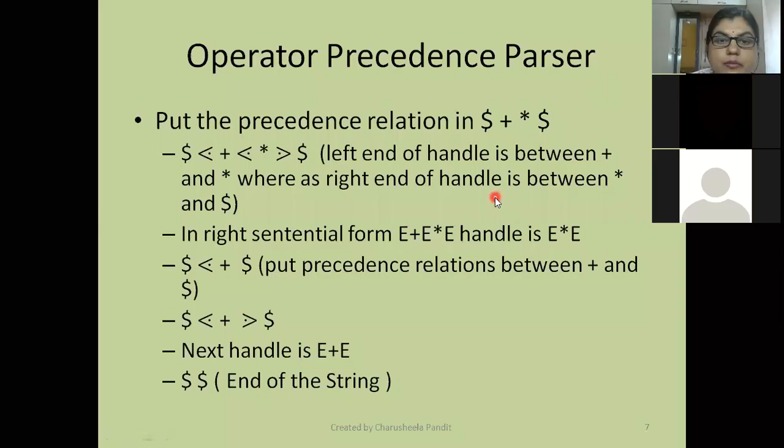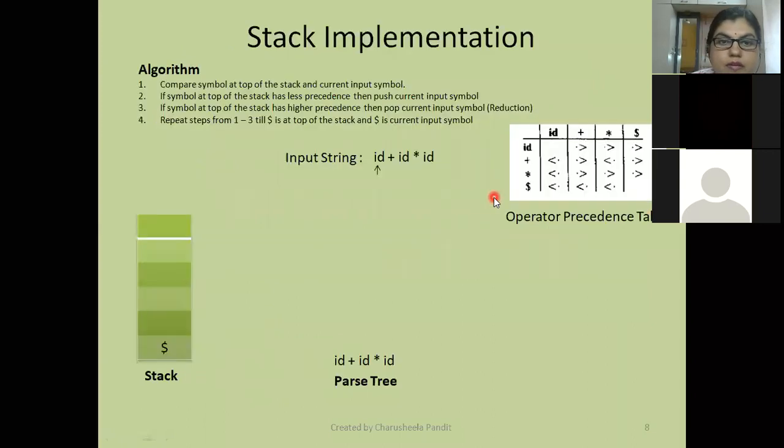We will see the stack implementation of the same. So this is our input string. This is our operator precedence table. Here we have a stack. At the bottom of the stack we have dollar to tell where we have to stop. And we will see how this stack and the operator precedence table will help us to generate the parsing tree, so that this ID plus ID into ID will finally get reduced to the start symbol E, right? So see, this is the algorithm.